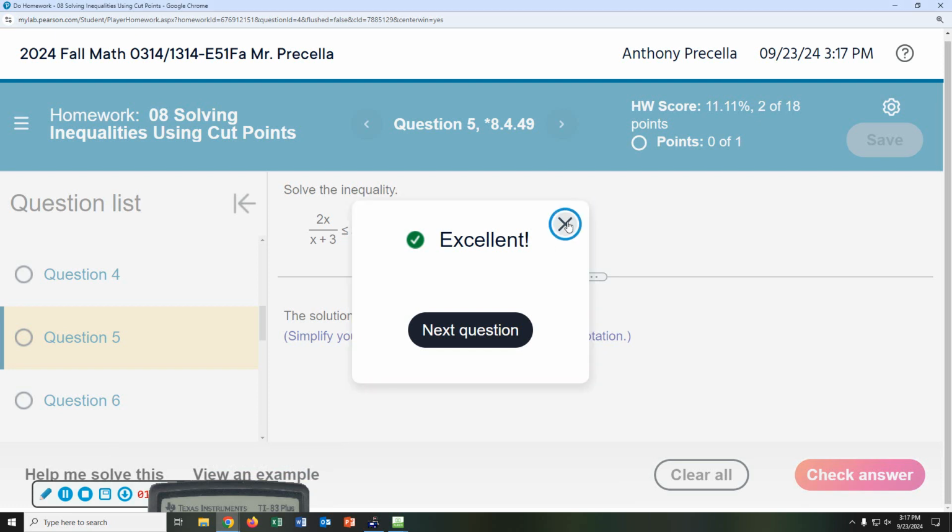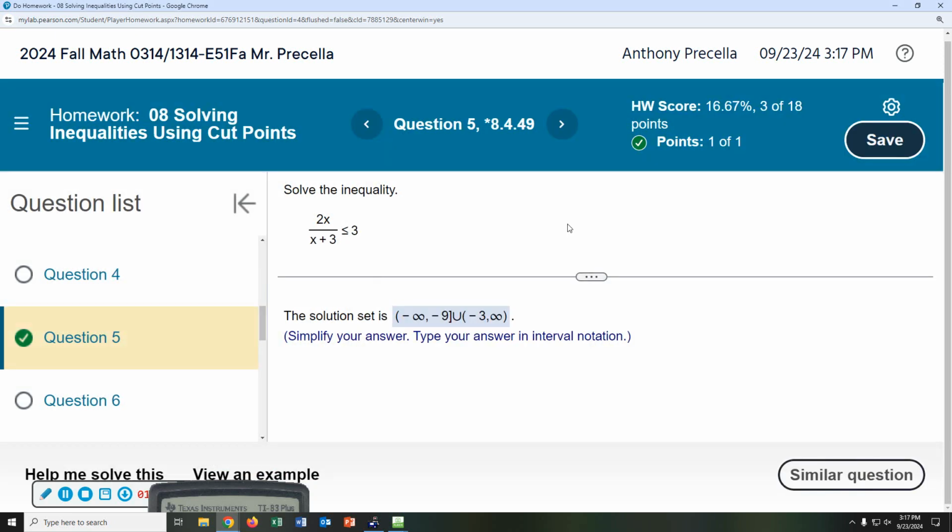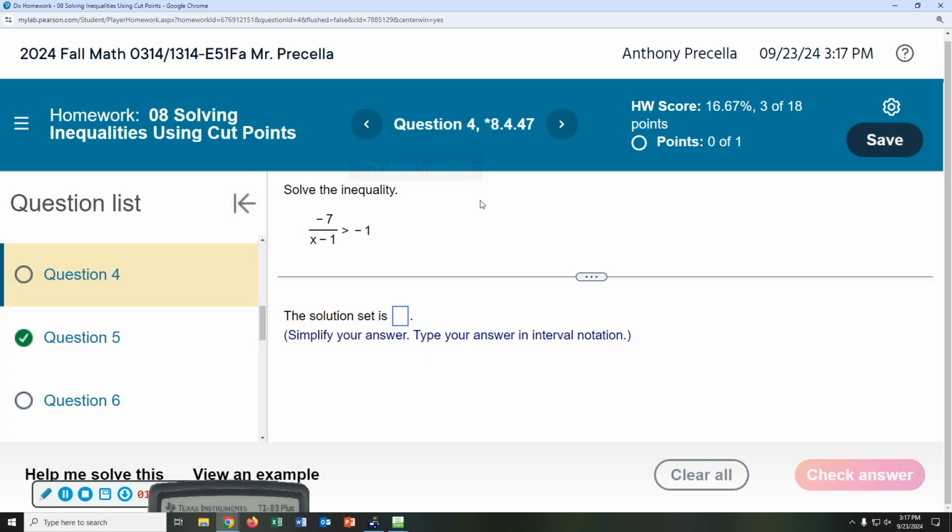Where is it equal? Where is it undefined? Anywhere else has to be less than or greater than, and it can't change from less than to greater than without going through equal or undefined. It can only change at those cut points.